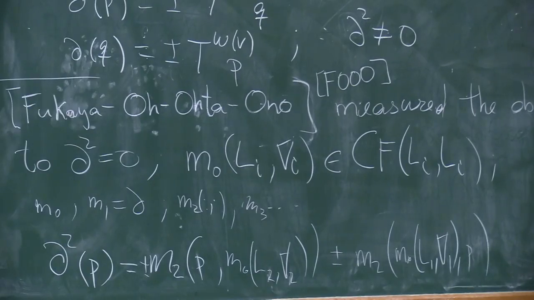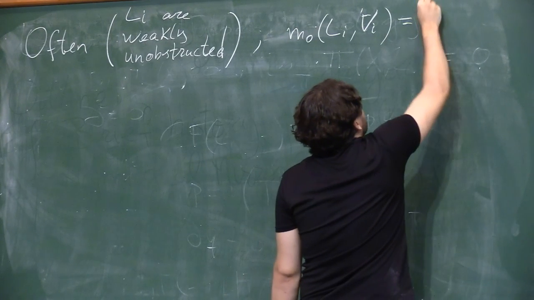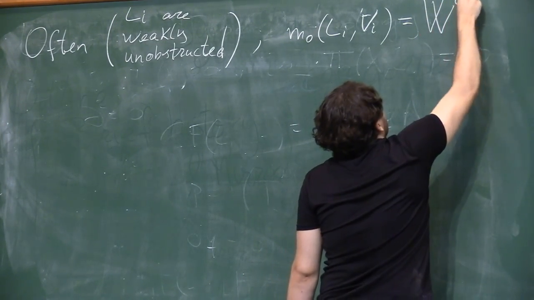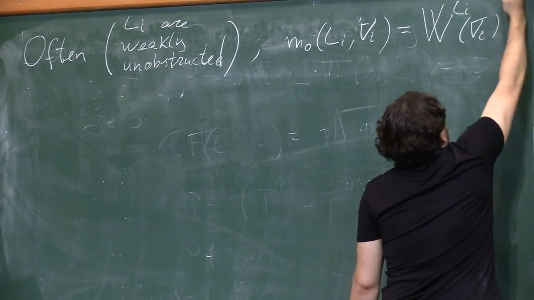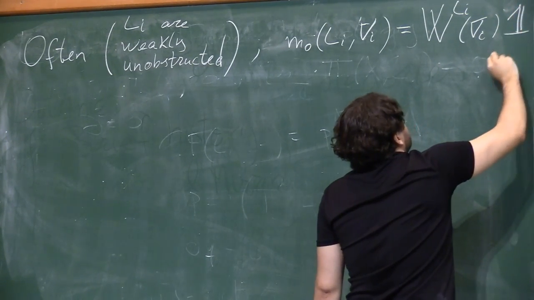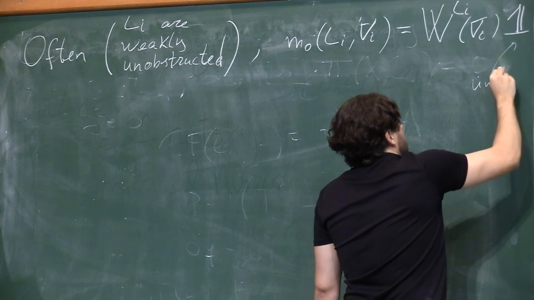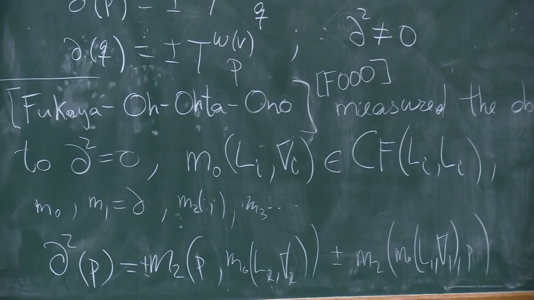So if you don't have this kind of disks, we say that the Lagrangians are unobstructed. And then if we have what we call weakly unobstructed, this essentially means that m0 of this guy is some, why not W, perhaps I'll write it like this, is a multiple of one. This is a unity for m2.